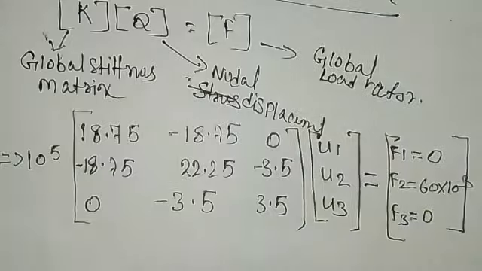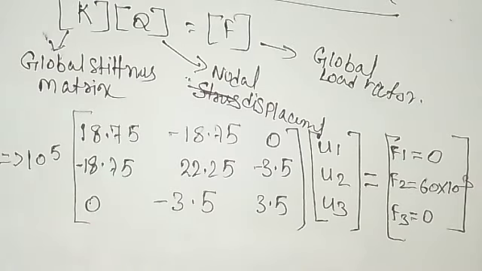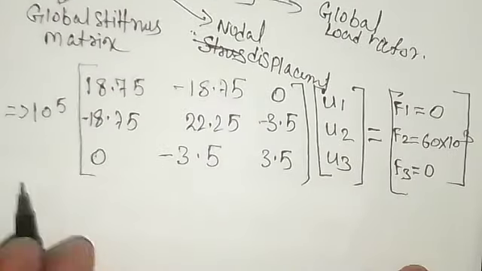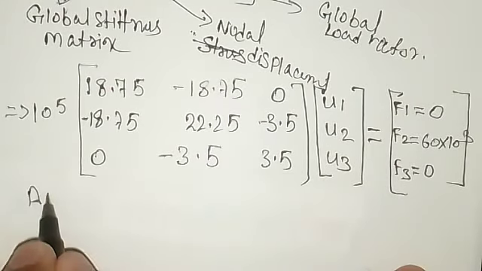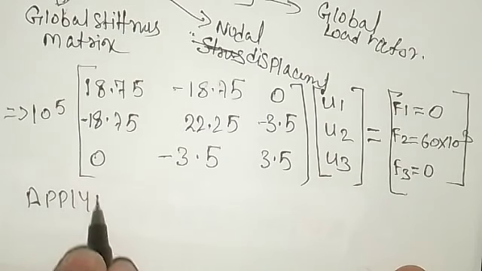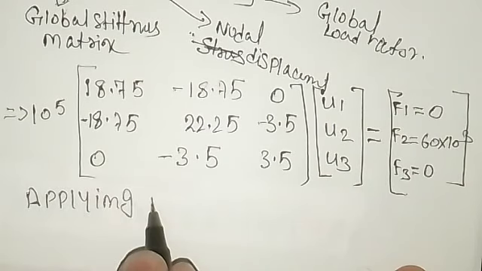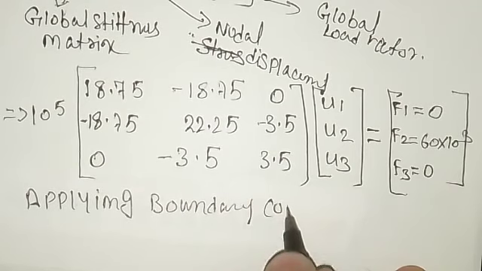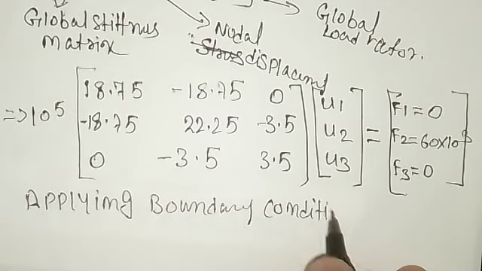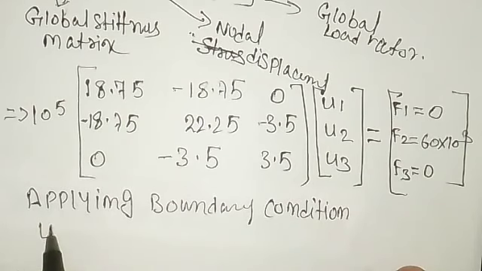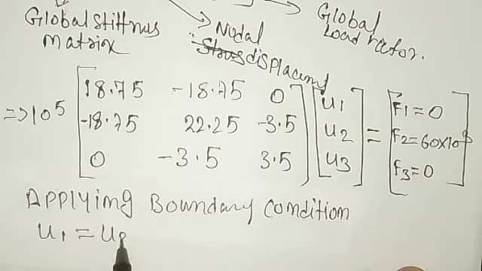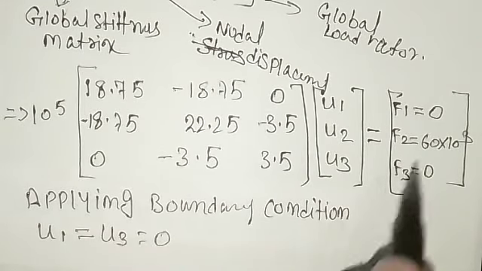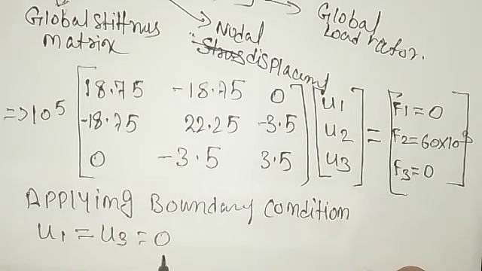So as the boundary condition is that u1 and u3 will be 0, here you can say applying boundary condition. The boundary condition is what? u1 is equal to u3 is equal to 0. Then when you impose this, we are solving this problem by the elimination approach.